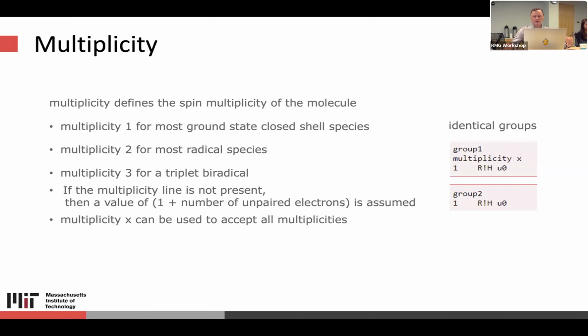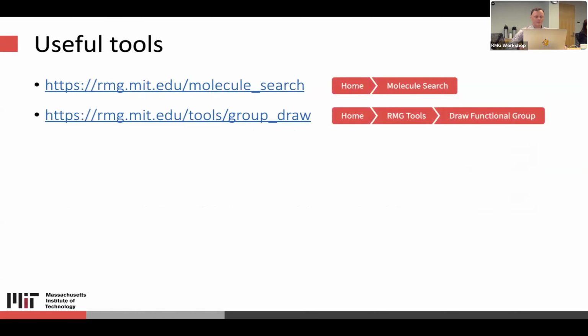Multiplicity describes the spin of the whole molecule. So you can say that there's a certain number of unpaired electrons on a specific atom, but also you might say the molecule as a whole is a triplet or a singlet or a doublet. So most radicals are a doublet, multiplicity 2. Most closed shell species are multiplicity 1. Be careful, things like oxygen, the ground state is a triplet with 2 radicals and so on. If you don't specify the multiplicity, it tries to figure it out based on the number of unpaired electrons you've specified. But sometimes it's safest to be specific, and then you know what you're getting.